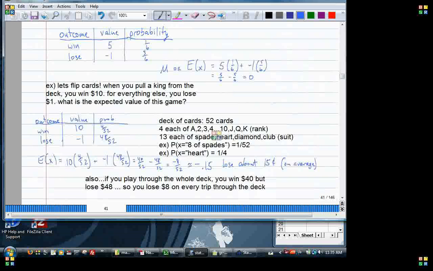But these are the basics for what we need to go forward. Any questions? Okay, next thing.